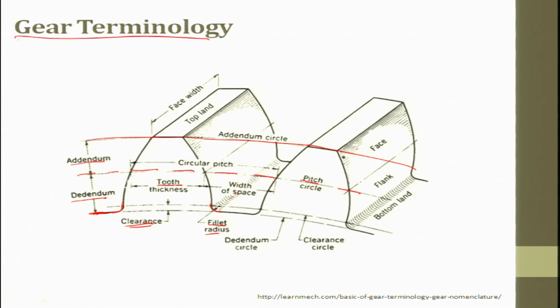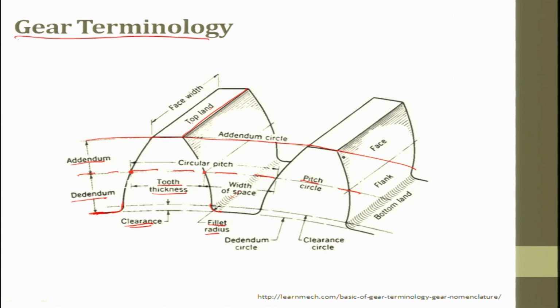Every tooth has its thickness, and that is called the tooth thickness. This is the flank. When the flank passes through the pitch circle diameter, the thickness between the flank on one face and the flank on the other face is called the tooth thickness. Then the flat portion on the tooth is called the top land, and its width is called the face width.